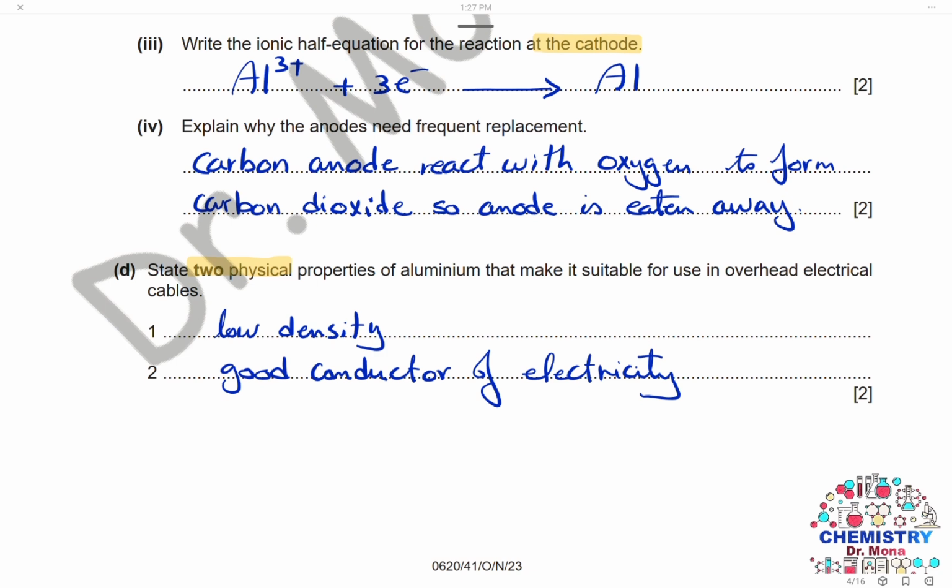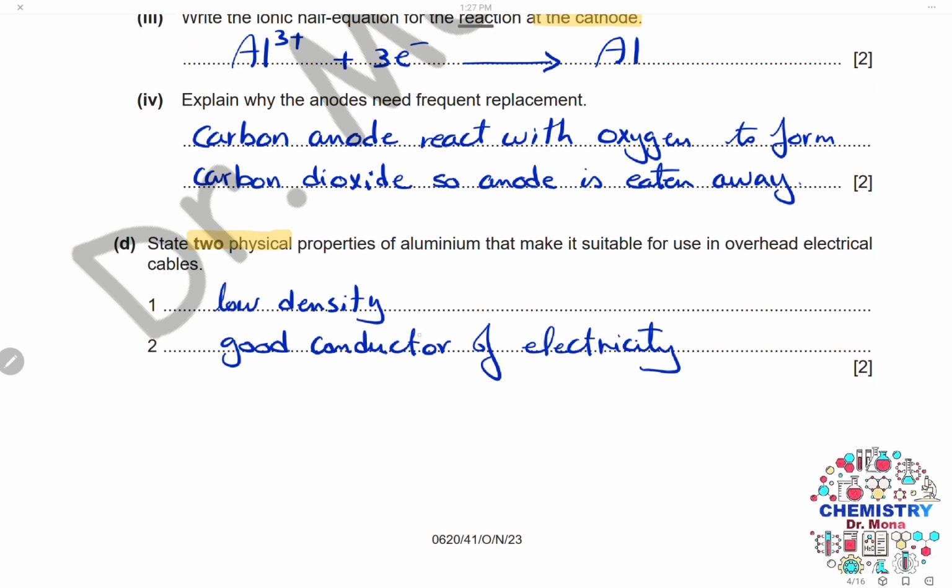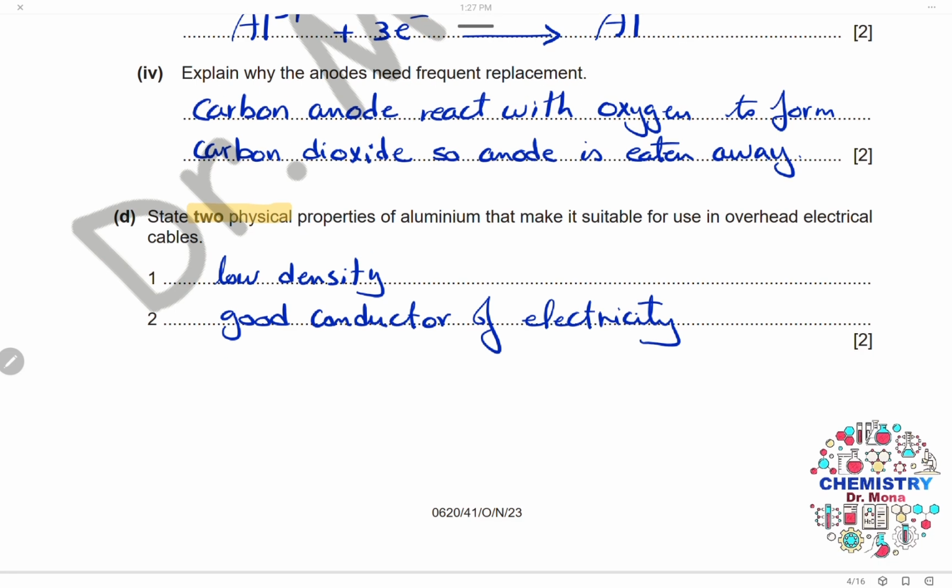State 2 physical properties of aluminium that make it suitable for use in overhead electrical cable. Aluminium has low density, so it can be used in the overhead cable, and of course it's a good conductor of electricity.